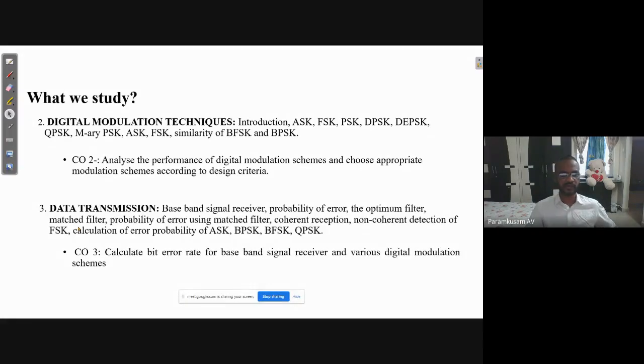So what is the outcome of the third unit? You will be able to calculate bit error rate or probability of error. Both are the same. Probability of error, bit error rate for baseband signal receiver and various digital modulation schemes. So after completing the third unit, if you are in a position to calculate the probability of error or bit error rate for different modulation techniques, then you have studied that.